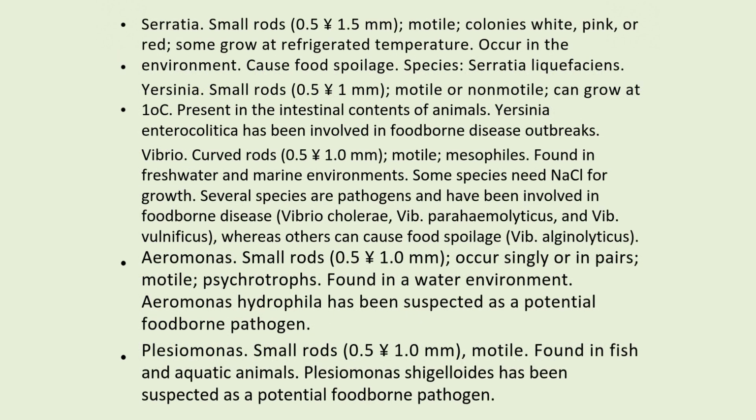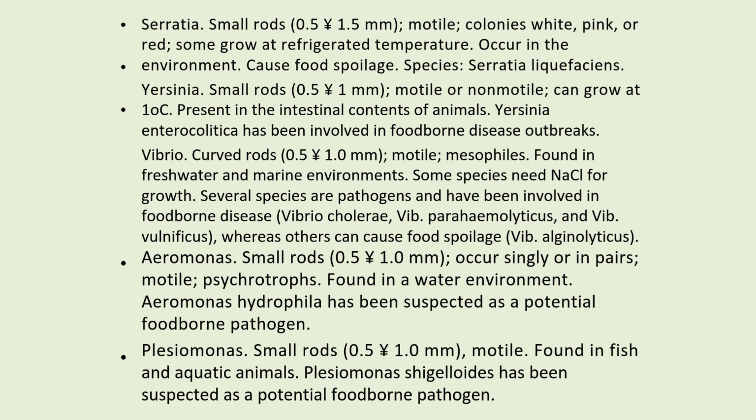Now we have Serratia. These are small, motile rods. Their colonies are white or pink-red, and some can grow at refrigerated temperature. They occur in the environment and cause food spoilage. Example species is Serratia liquefaciens.